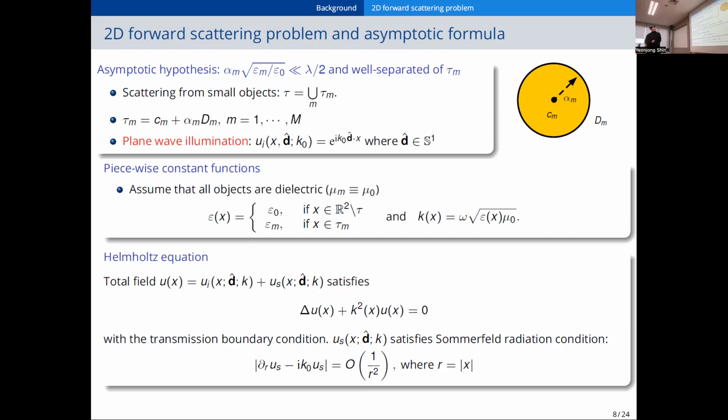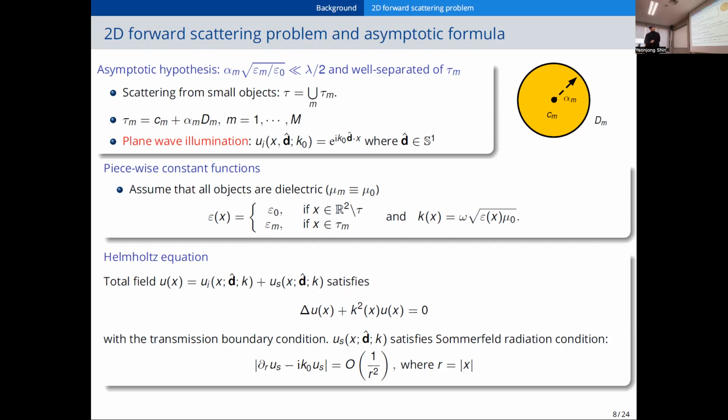We use the notation like this one. C_m is the center, alpha_m is the size, and D_m is the unit shape of the object. And we assume that the wave is far field and plane wave. This means that the transmitter antenna and receiver antenna are located far from the object. Then this wave is almost plane.